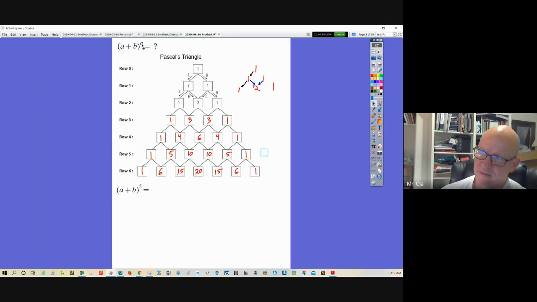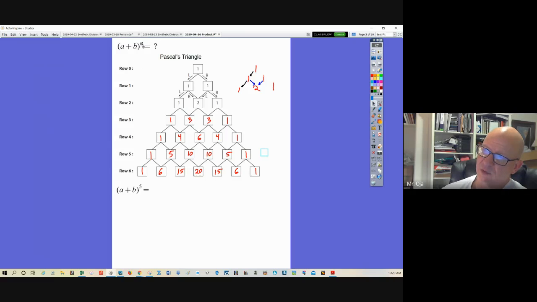So if the exponent is a 0, for example, if I had x plus 3 to the 0, anything to the 0, remember, is just equal to 1, right? And so my answer is just going to be 1.